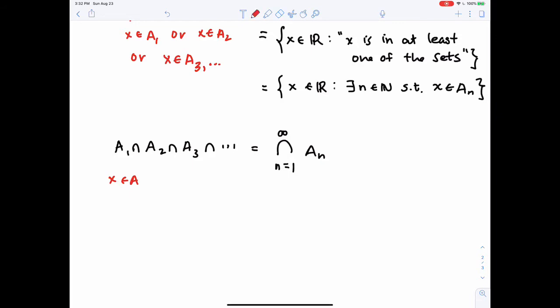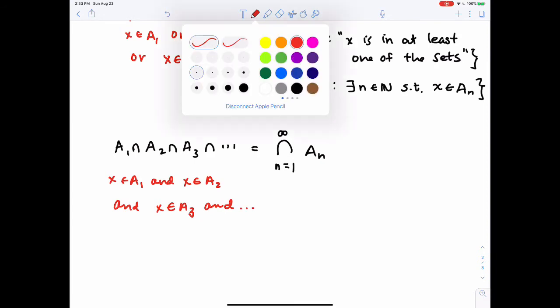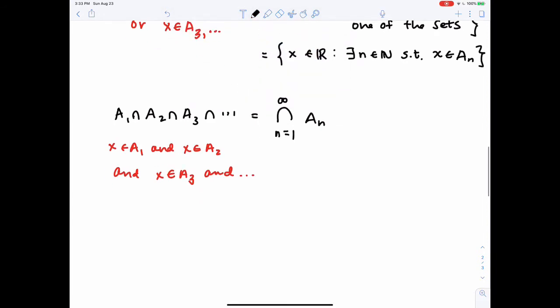So I'm really making a claim that x is in A1 and x is in A2 and x is in A3, and this just keeps going on forever. But what I'm really asserting is that x is in every set. So the intersection should consist of all my x in R such that x is in every set.